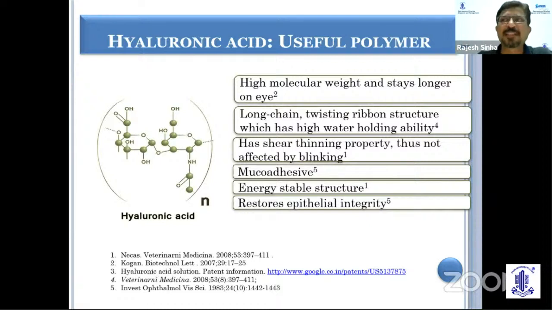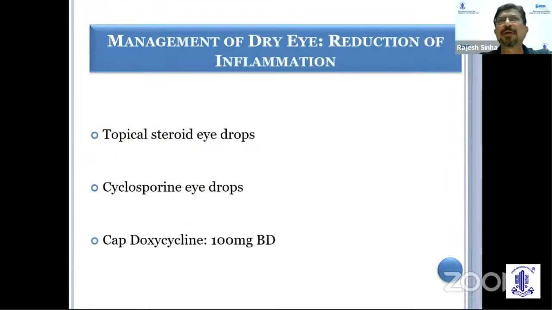And for the last couple of years, we have found that hyaluronic acid has come up with good outcome because of a high molecular weight. It stays longer on the eye. There are long chains, twisting ribbon structure, and it can hold water. And it has a good mucoadhesive property, and it restores epithelial integrity, which was very well discussed by Dr. Nikhil, so I won't go into details of it. But hyaluronic acid is something about which most of the cornea surgeons are quite excited.